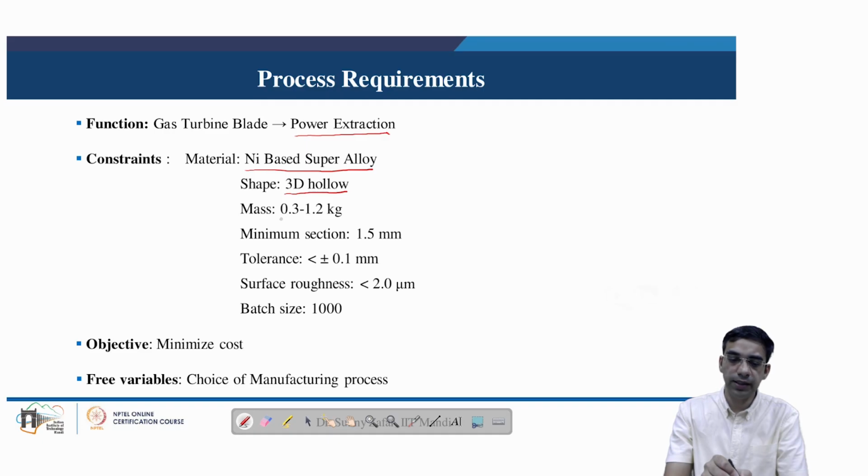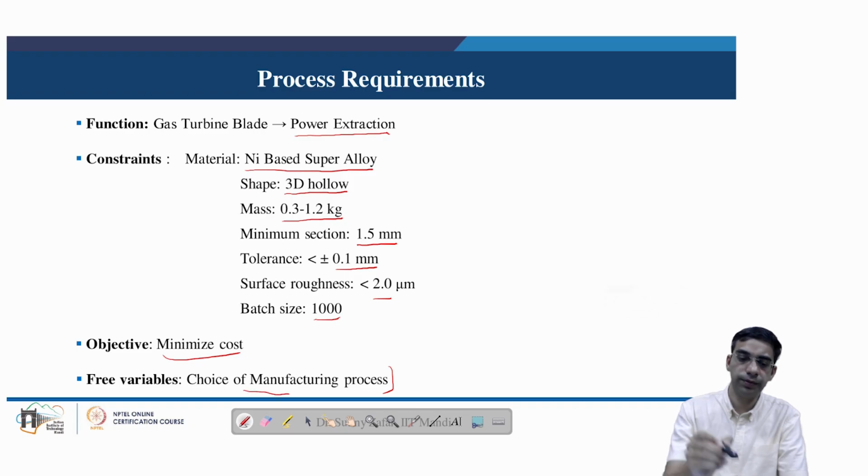Mass of one blade is of the order of 0.3 to 1.2 kilogram, with minimum section thickness of 1.5 millimeter, tolerance of 0.1 millimeter or less, surface roughness of 2 micron or less, and in one go maybe we are manufacturing 1000 blades, with the objective to minimize the cost of manufacturing, and we have a free variable of choosing the appropriate manufacturing process route.